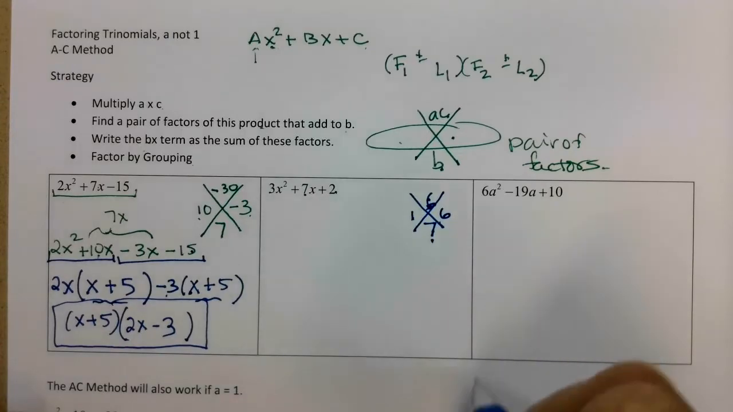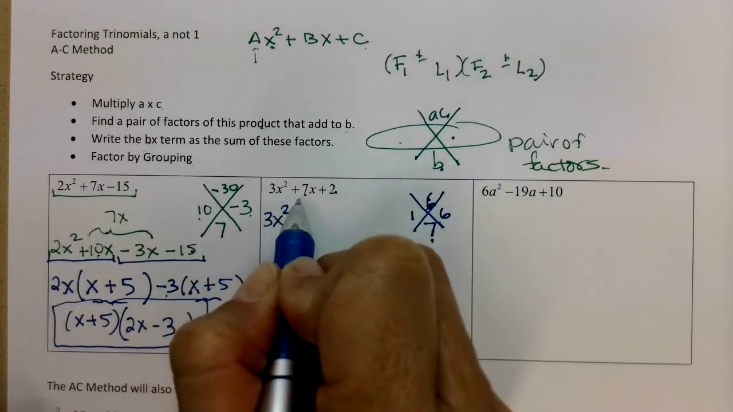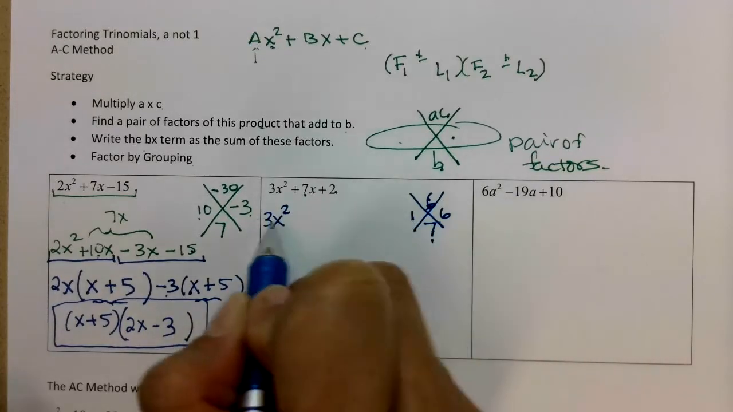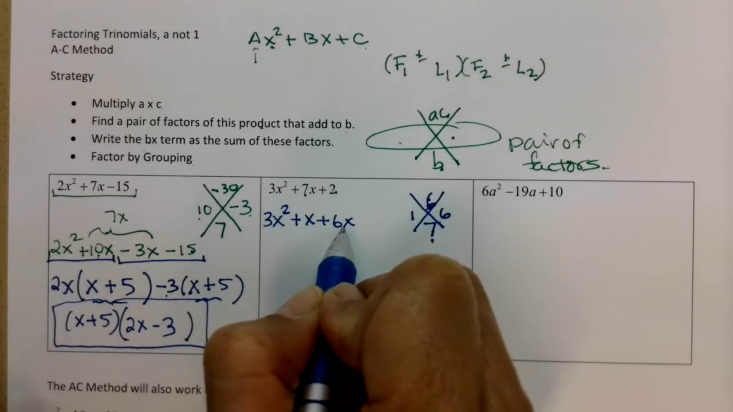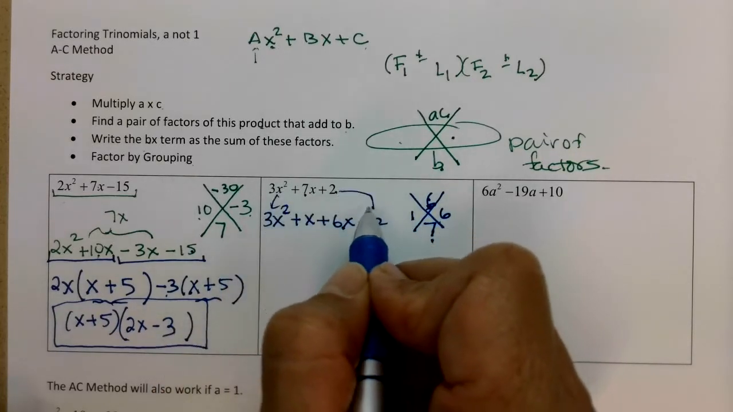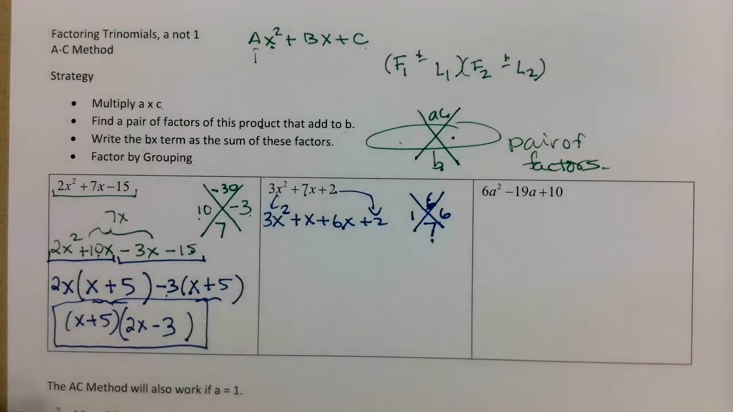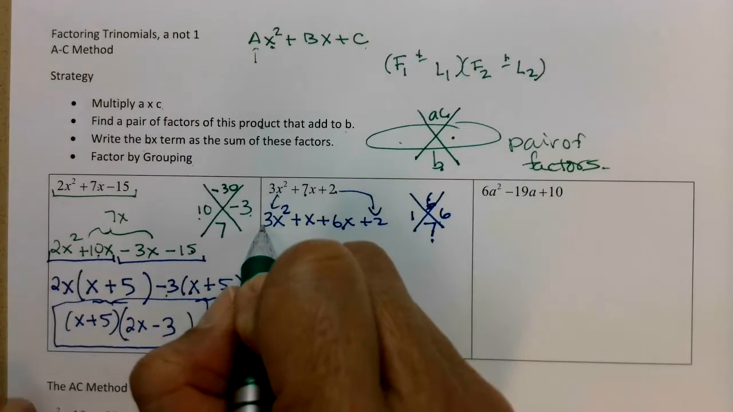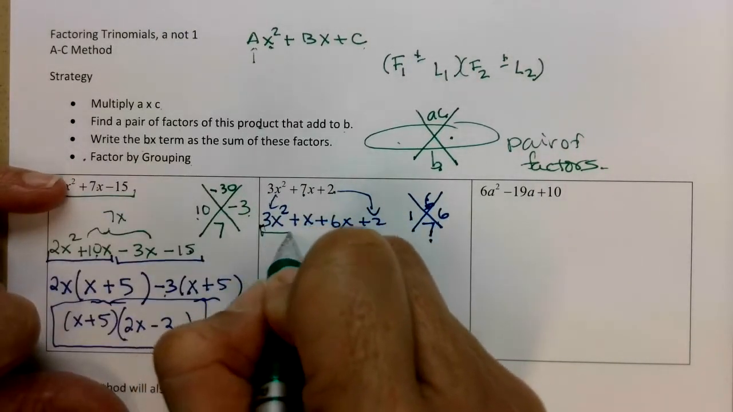So that's good. So we come over here. We keep the 3x squared the same. The 7x is now going to be 1x plus 6x, and then the plus 2 stays the same. So the first one and the last one stay the same. It's just that x term that we expand apart. Now factor by grouping.